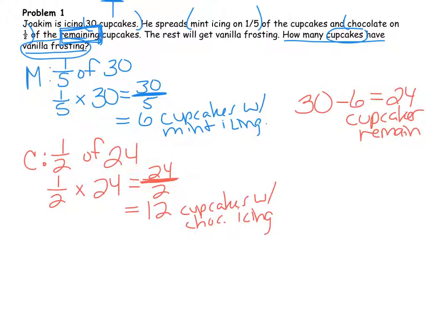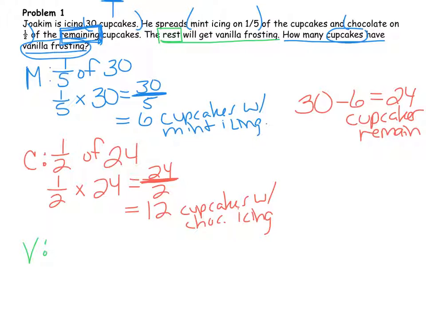So let me just check my question. How many cupcakes have vanilla frosting? Vanilla? I've only done mint and chocolate. I think I need to look back at my question. Joaquin is icing 30 cupcakes. He spreads mint icing on 1/5 of the cupcakes. Yikes. And chocolate on half of the remaining cupcakes. The rest will get... oh. Didn't pay attention to that. Oops. So vanilla, the rest will have vanilla frosting.